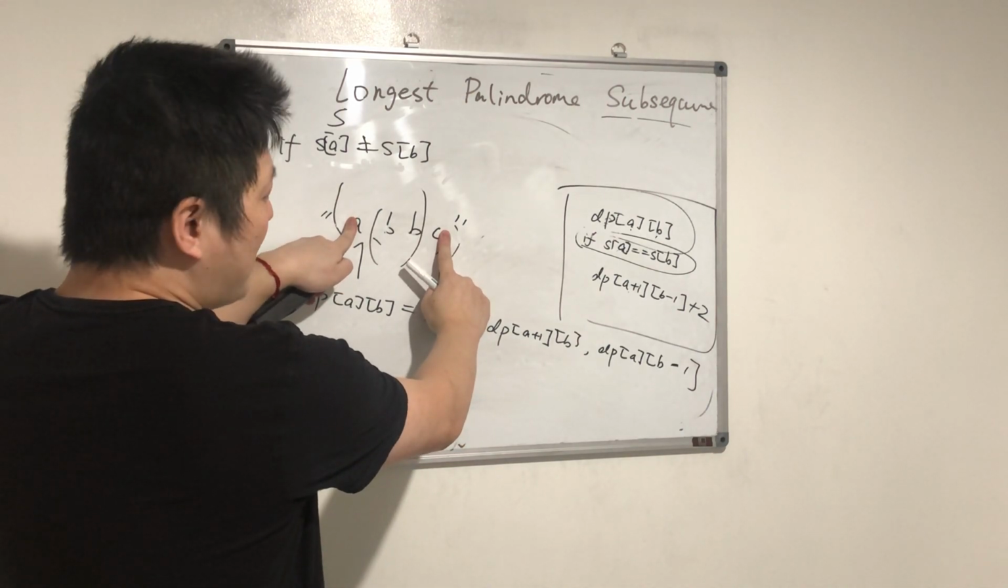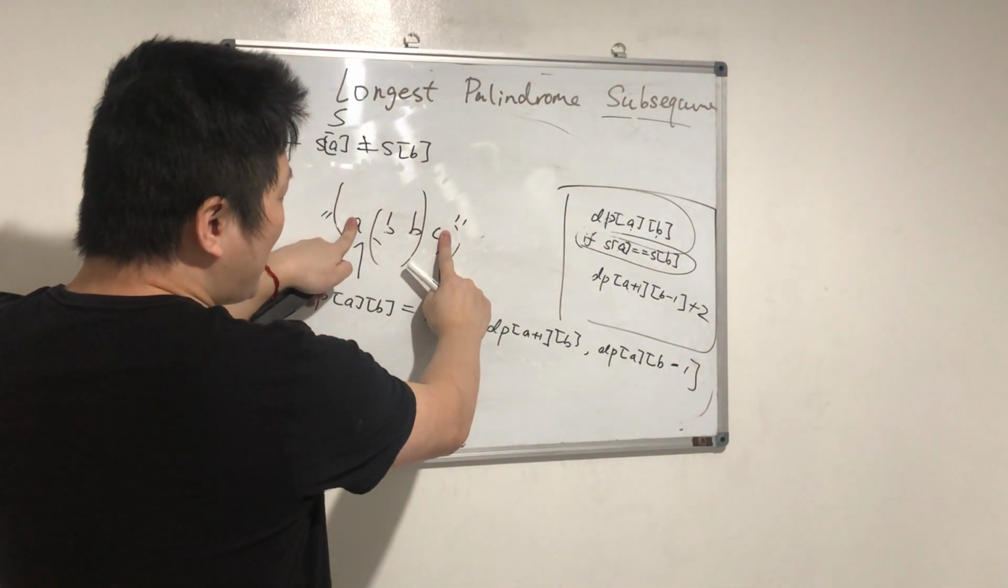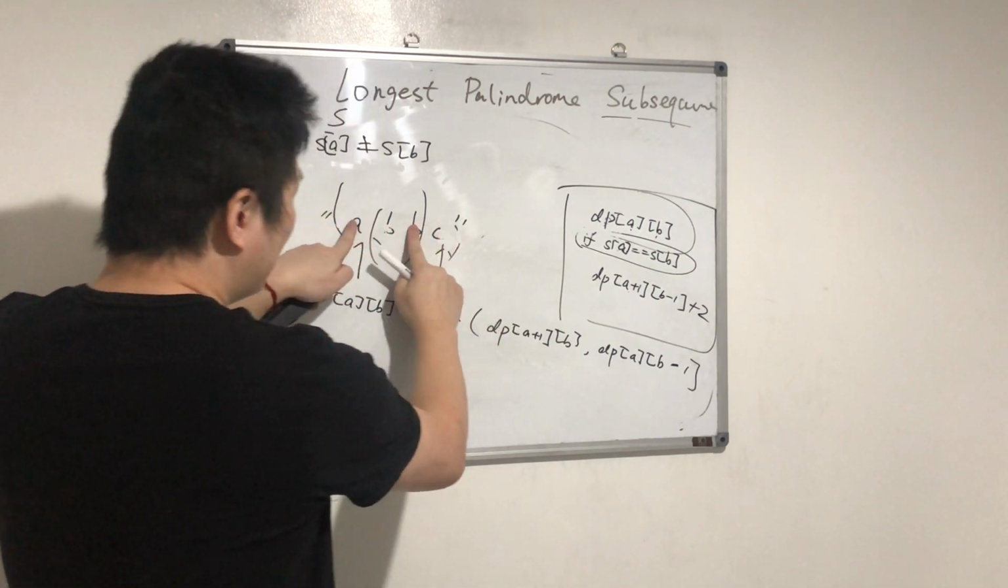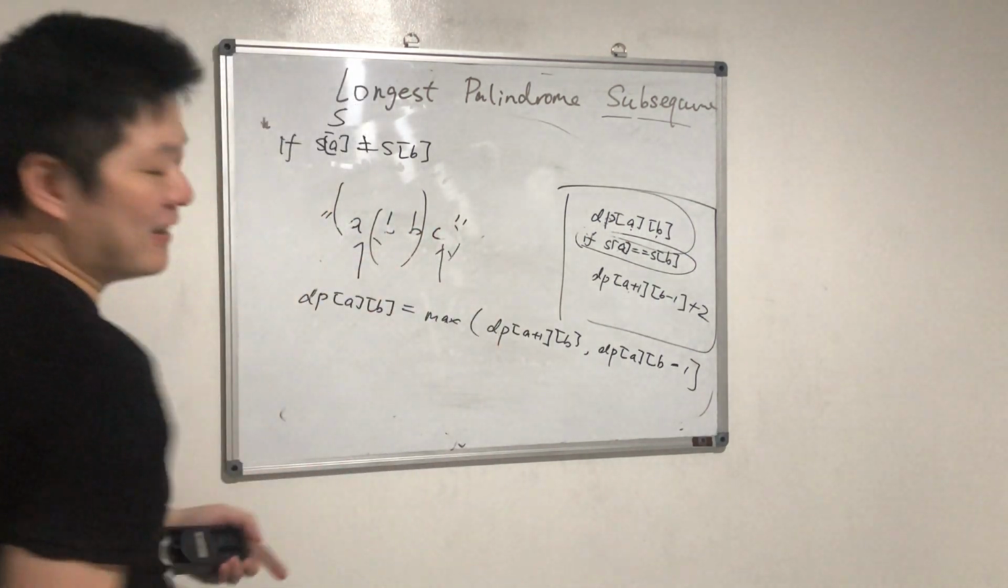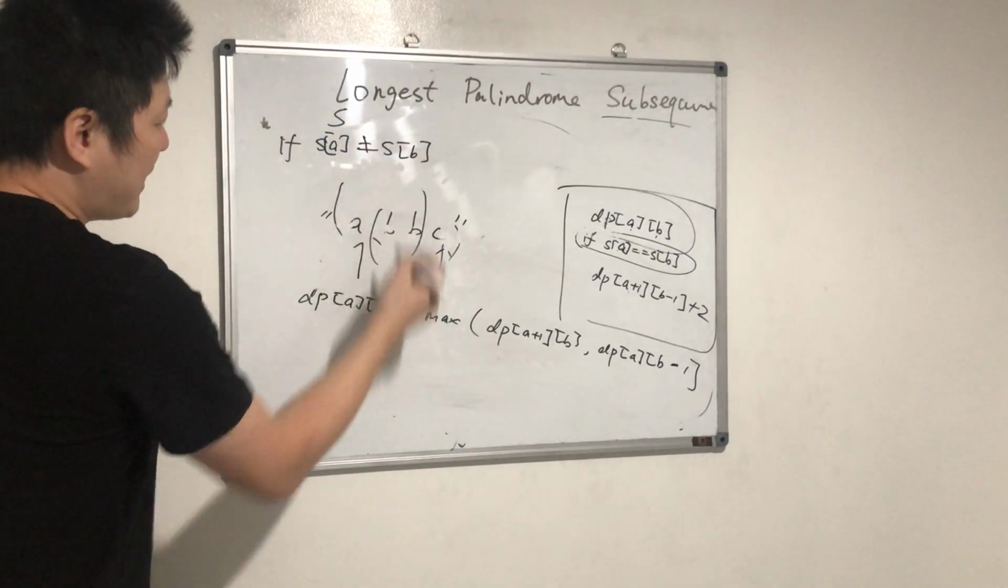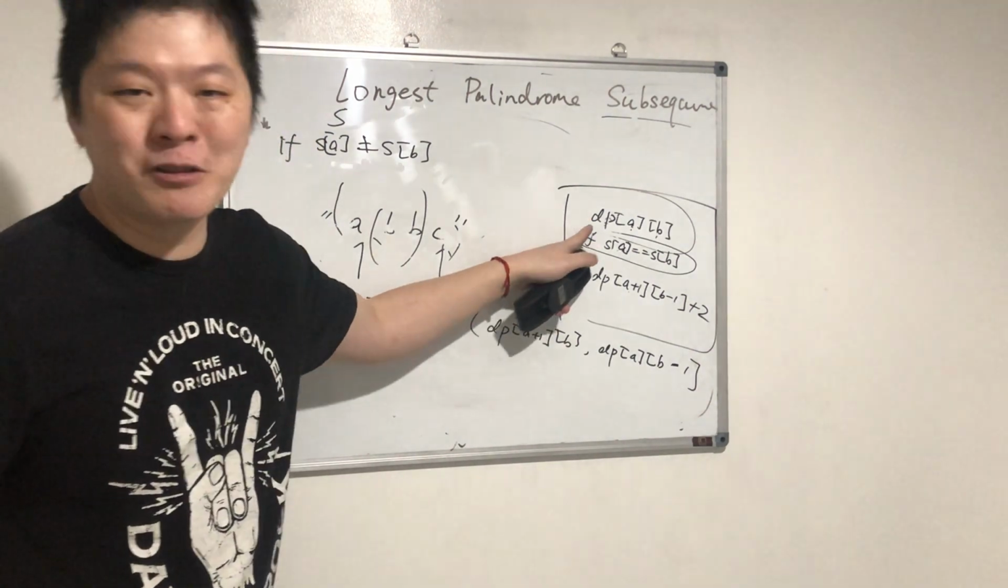If this is not equal, then it should be the value of this and this. You see? Do you get it? Shifting by 1. Got it? Okay, so if this is not equal, that's it. We know how to solve it.